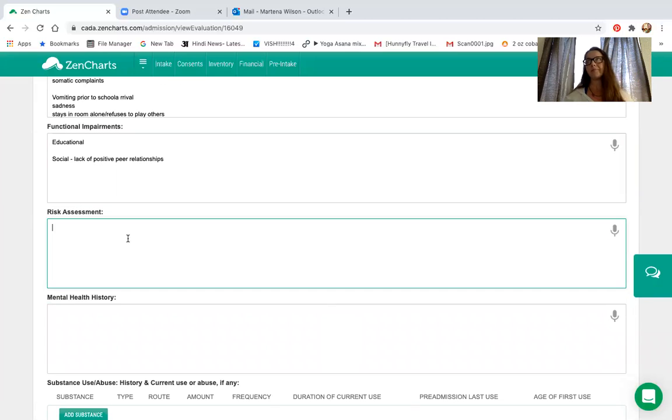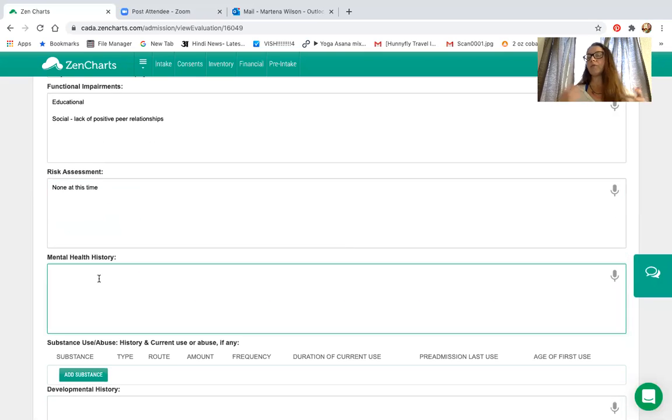Risk assessment. Well, when I'm doing a risk assessment, I'm looking for self-harm, maybe any substance use, etc. And this is a young age. This particular client, I'm not seeing any at this time. I'm not seeing anything, but you may be seeing something.